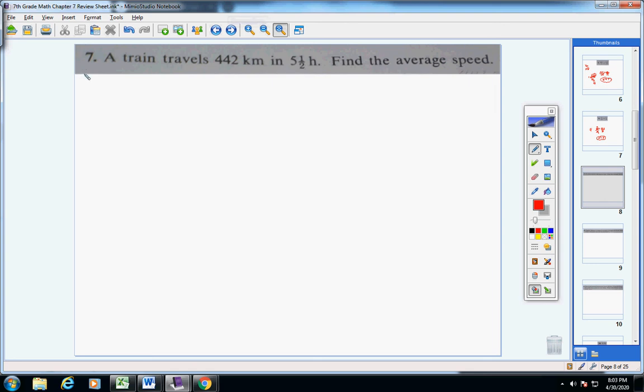Number 7, find the average speed. So, we have a train that travels, are you ready? 442 kilometers per 5.5 hours. So 442 kilometers per 5.5 hours.